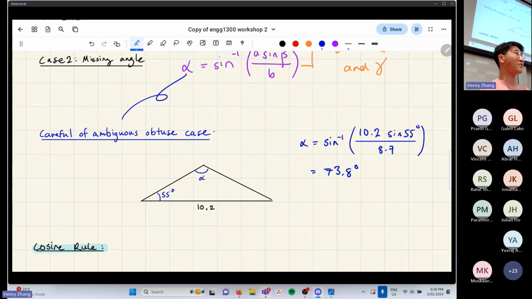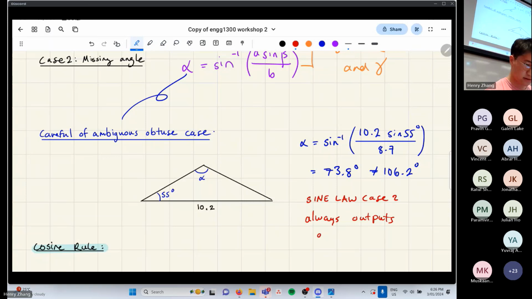So just looking at this triangle, that doesn't quite look right because this should be an obtuse angle, so greater than 90 degrees, right? And the angle that we're actually looking for was 106.2, right? And clearly that's not what we got. So just keep in mind that the sine law, I call it case 2, you can call it whatever you want, always outputs the acute angle, right?